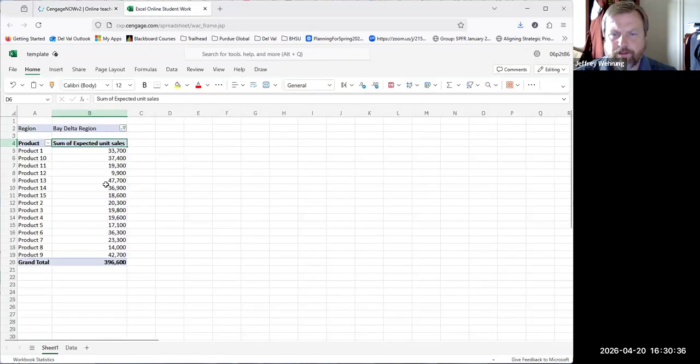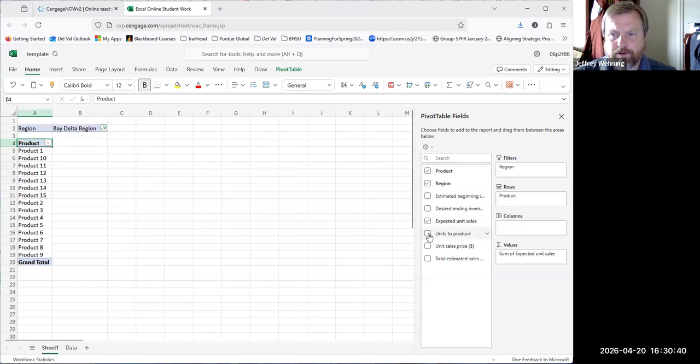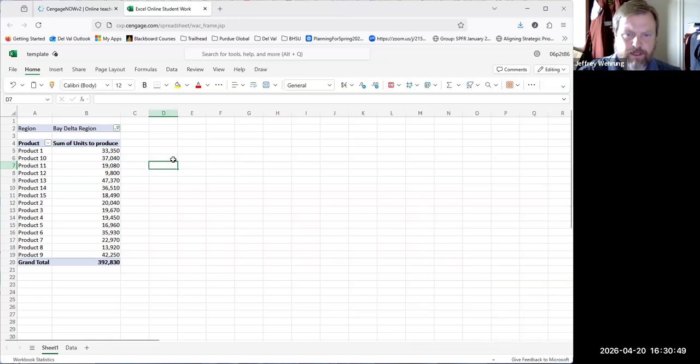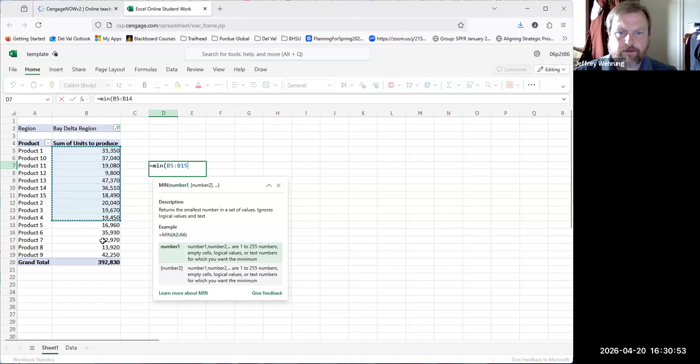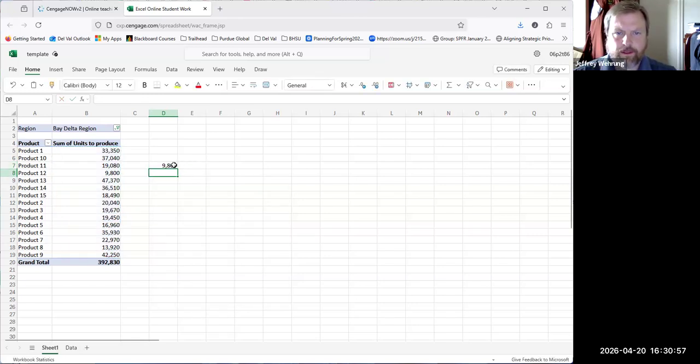So I want to make sure I'm not looking at sales here. I actually want my value to be production now. Okay, so this gives me the units to be produced of each product in the Bay Delta region, and I just want the min. So give me the minimum of those. Okay, that's going to be product 12.